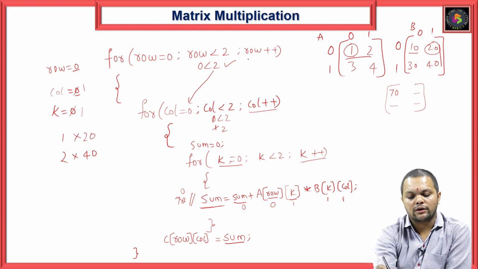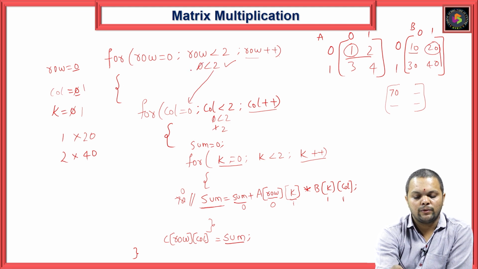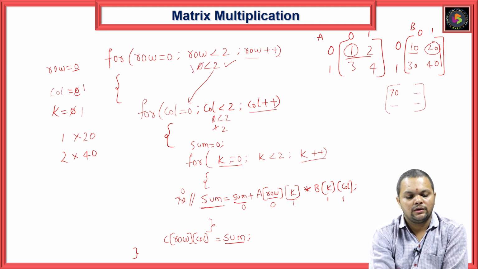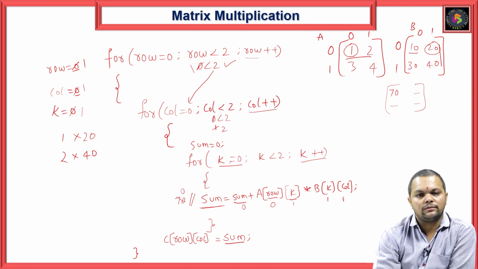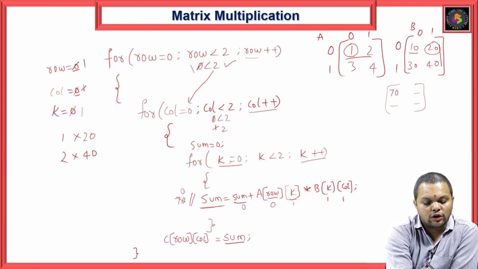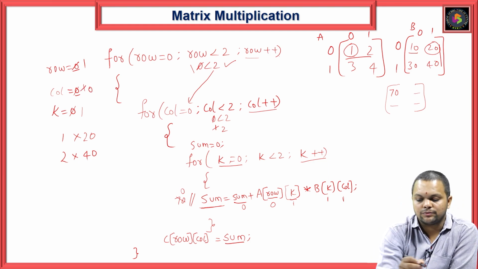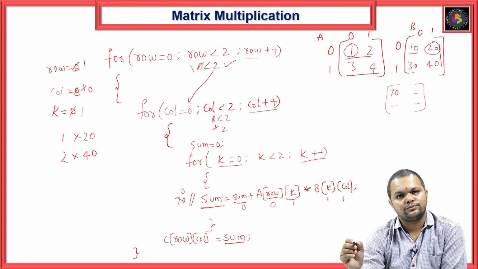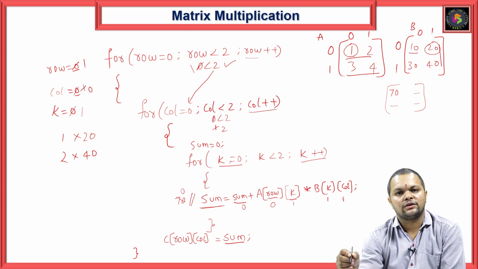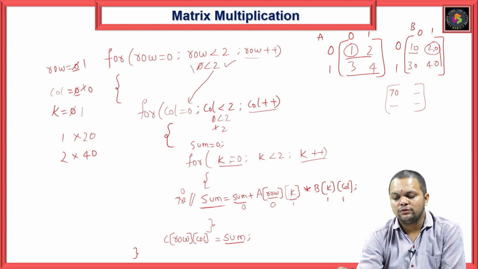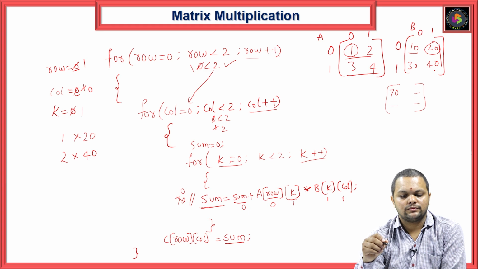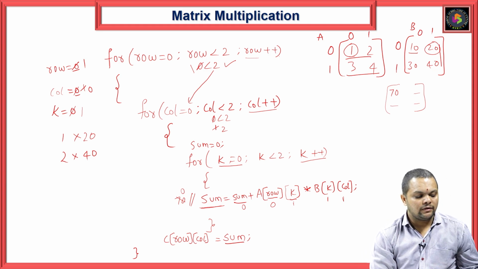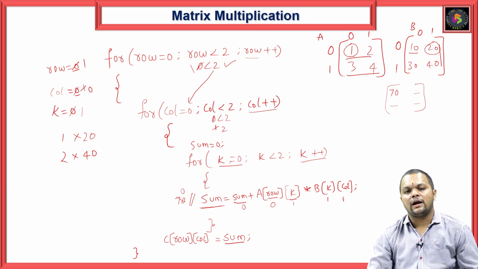Now again it will come back to row plus plus. So row value is increased to 1. This 0 is replaced with 1. Now the column value will start again with 0. So this position: 1 0 into 0 0, 1 1 into 1 0. Again in the next iteration, 1 0 into 0 1, 1 1 into 1 1. That's the point. We need to iterate this. Now let us see that with a program.